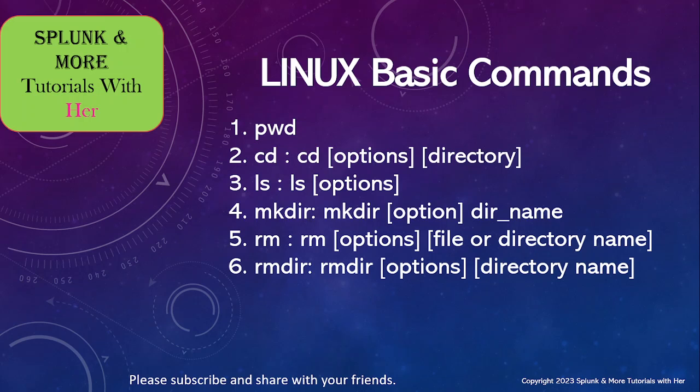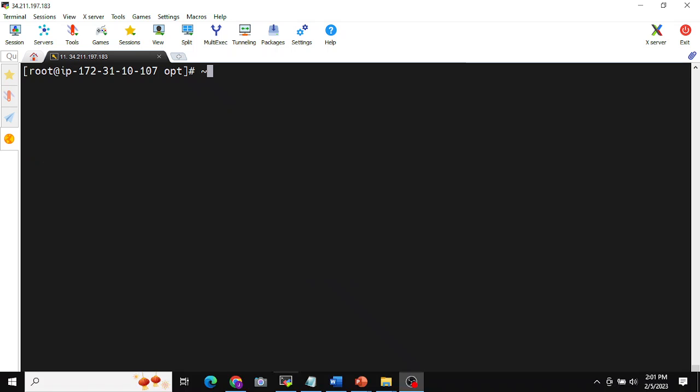Our first command for today is pwd. What does pwd stand for? Pwd stands for print working directory. It is a shell built-in command that prints the current directory or your current location. The output shows an absolute directory path starting with the root directory with a slash.